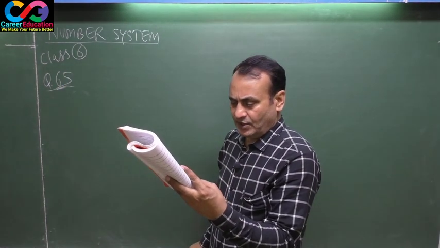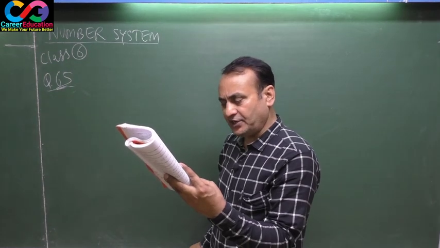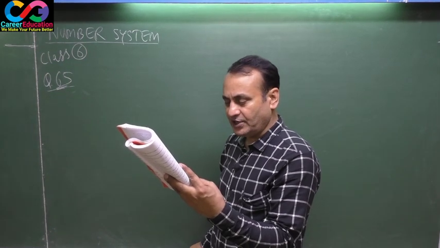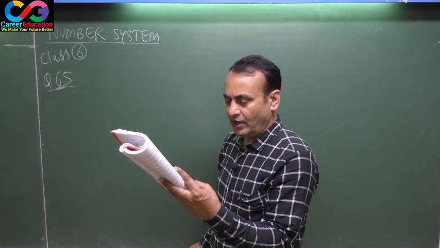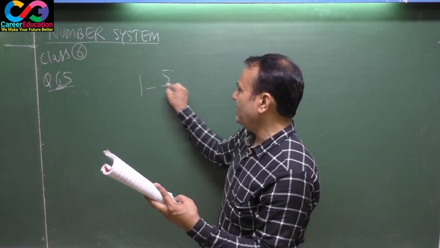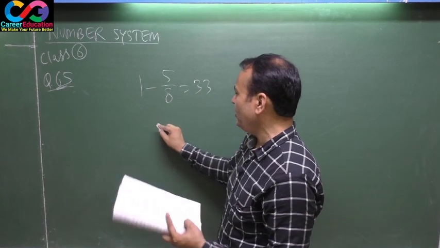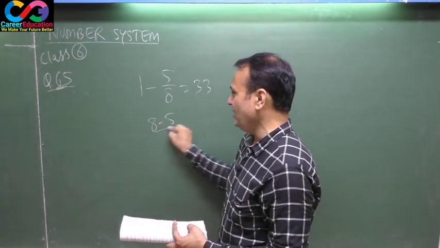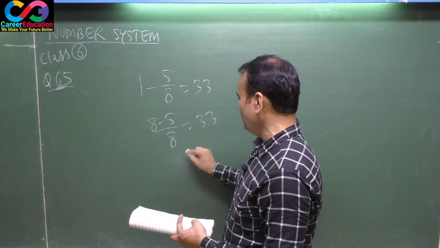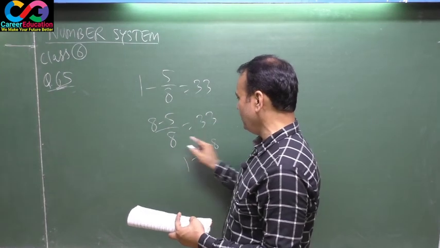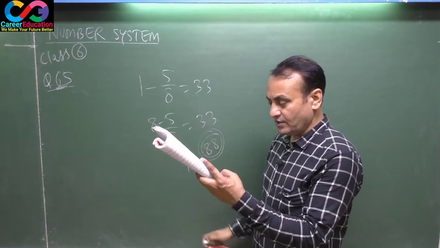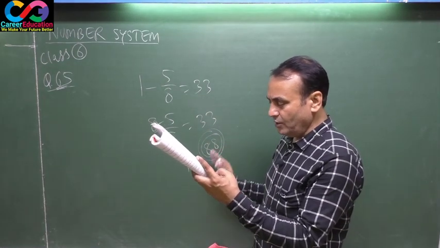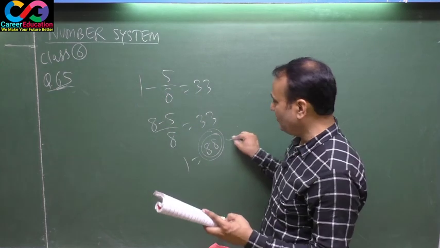See here, if 33 is subtracted from a number, the number becomes 5 by 8 of itself. What is the number? That means here 1 minus 5/8 equals 33, and 8/8 minus 5/8 equals 33. That means 3/8 equals 33, so 1/8 equals 11, and 11 times 8 is 88. This is your answer. What is the number? You told 88 is the number. Write down first.